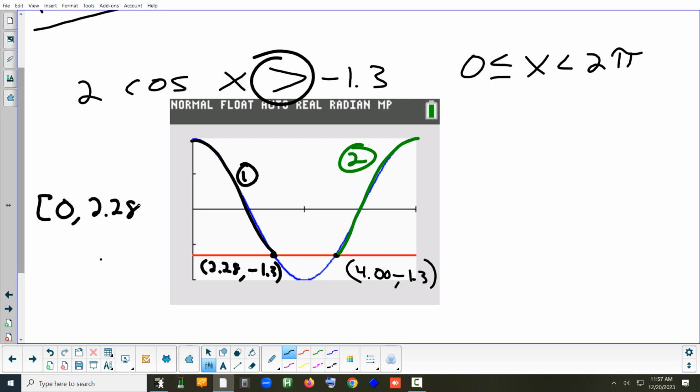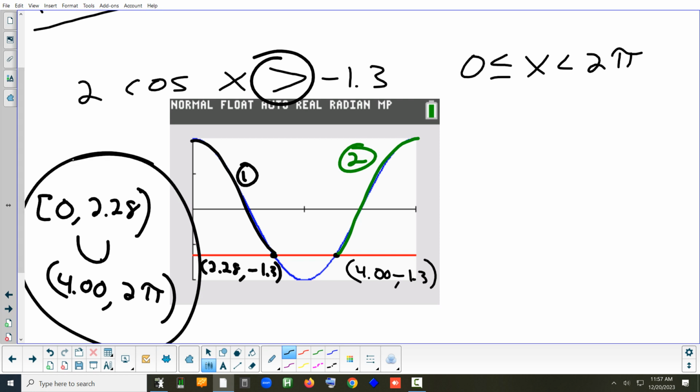So what kind of symbol do I want? The U. Well, we need that, but we need something else. Parentheses. Yep. Or, where does interval 2 start? At 4. Including or not including? Not including. And where does interval 2 stop? 2 pi, including or not including? Not including. That's your answer. That's where you are above negative 1.3.